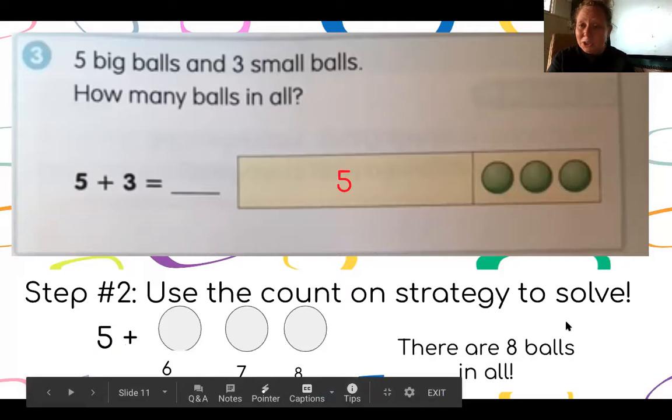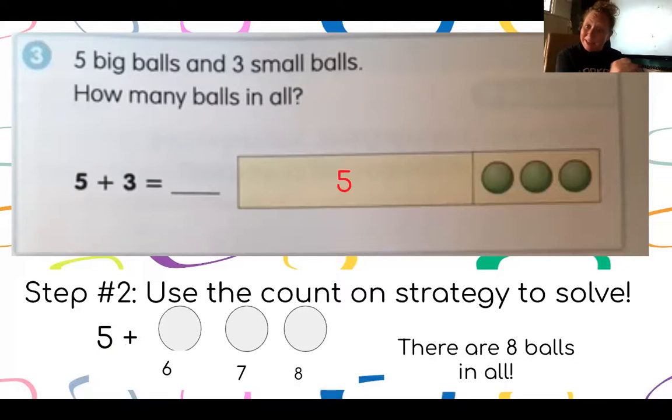Let's do the count on strategy together. Ready? Put 5 in your head and we're going to count on 3. Here we go. 5, 6, 7, 8. 5 plus 3 equals 8. There are 8 balls in all.